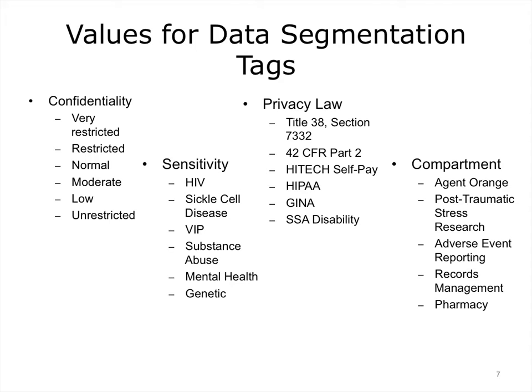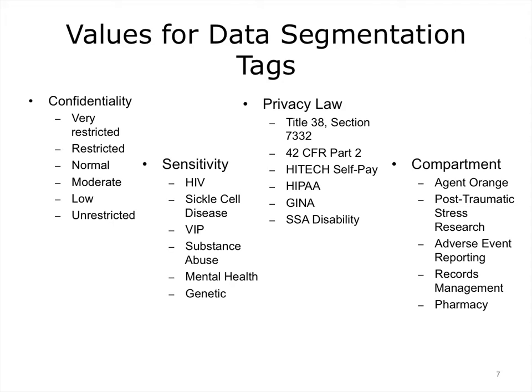So, for example, the confidentiality of VIPs or very important persons at a particular institution may be very restricted. Whereas if you have an entirely anonymized, de-identified database that has been determined to be secure, the confidentiality may be unrestricted. You can see how those values for the data tags may work.